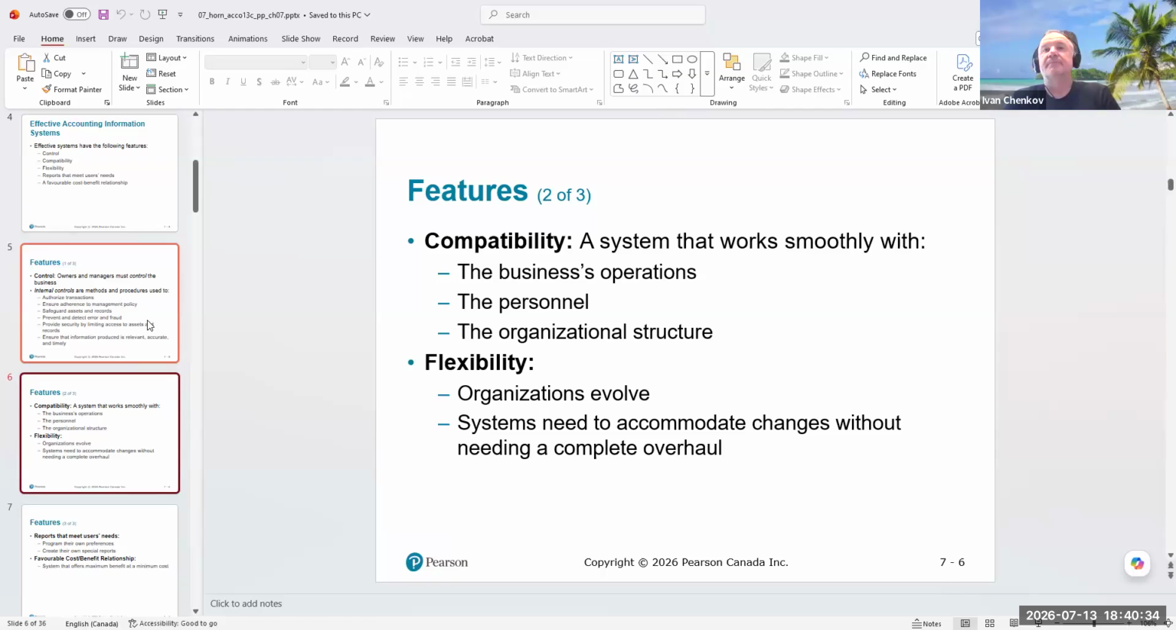Flexibility means that as the organization evolves, the accounting information system should be able to satisfy new needs, such as the expansion of the company, changes in the business, or changing part of the business into another business. So the system needs to accommodate all the changes without needing to change the system.